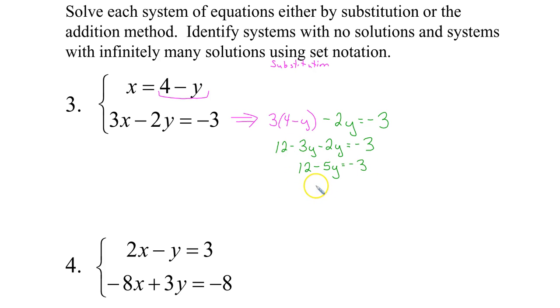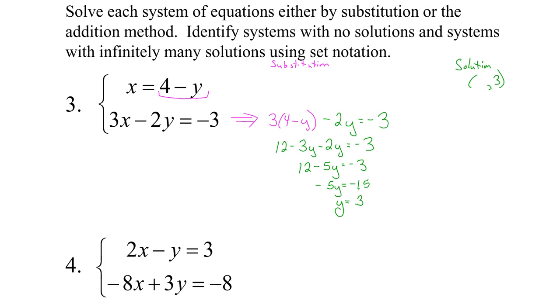Now subtracting 12 from both sides, we get negative 5y is equal to negative 15. Dividing both sides by negative 5, we get y is equal to positive 3. Notice that when we get y first, that is the second part of my ordered pair. So the ordered pair or solution is going to have an unknown x component and 3 for the y component. Now we're going to go back and find x. The first thing I do want to point out to you at this point, though, is since I found a value for y, this means my system is going to have one solution.